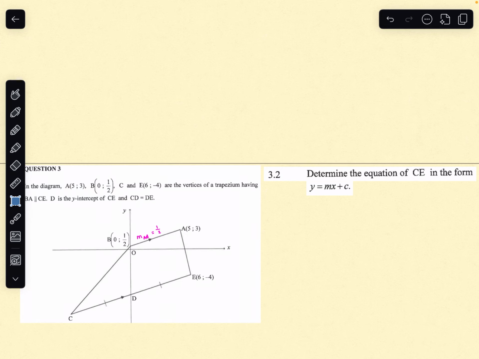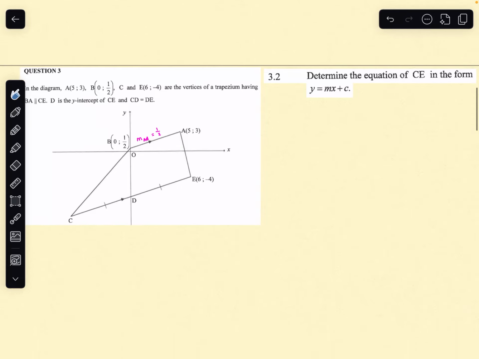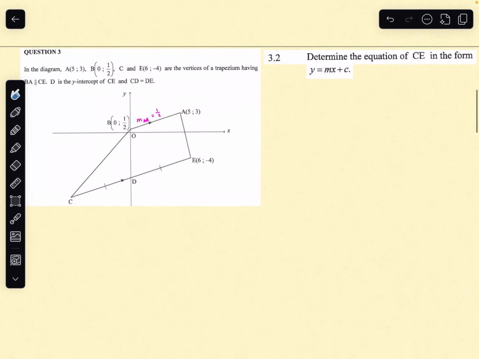Okay, so the next question says, determine the equation of CE in the form y is equal to mx plus c. So it's a straight line, and we want its equation. Okay, so what do we know? We know it is parallel to this line, so that tells us about its gradient. And then we have 1 point on the line, which is E. So we can use this information to figure out the equation of the line.